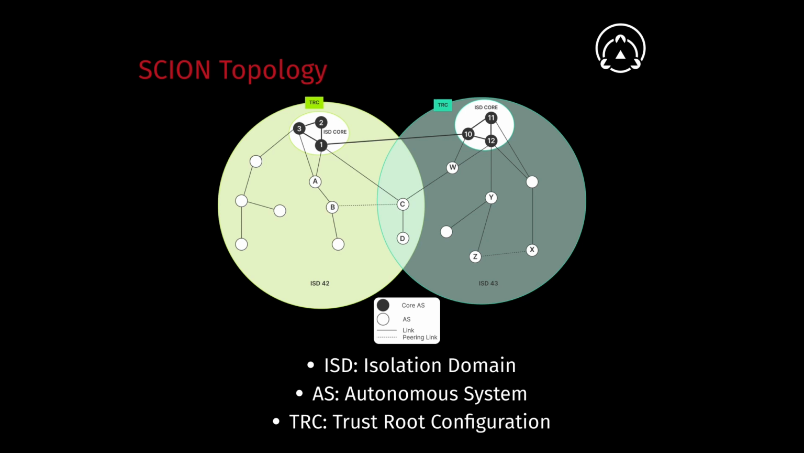Then we've got the TRC, which is indicated by the little box at the top of both of these circles, which is the trust root configuration. The trust root configuration is a signed collection of certificates related to an ISD. So everything in this ISD is going to utilize the TRC. And that's how we get those authenticated control plane messages to help with DDoS.